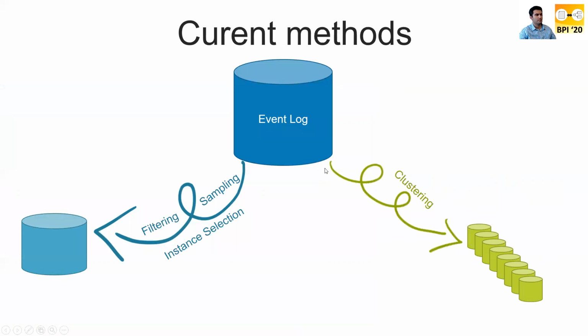To overcome the mentioned problems, some pre-processing techniques try to reduce the size of the input event log by filtering infrequent behaviors, statistical sampling methods, or using instance selection techniques. In all of these approaches, the original event log is reduced to a simpler one, and by applying a process discovery algorithm on it, we will have one simpler process model.